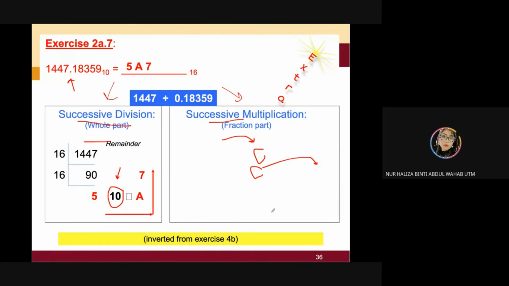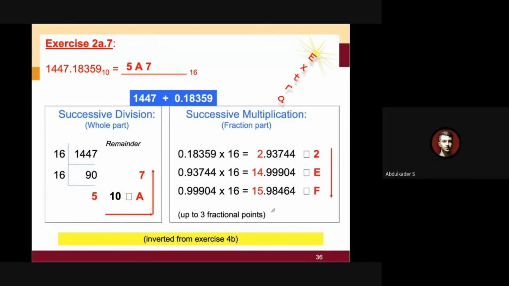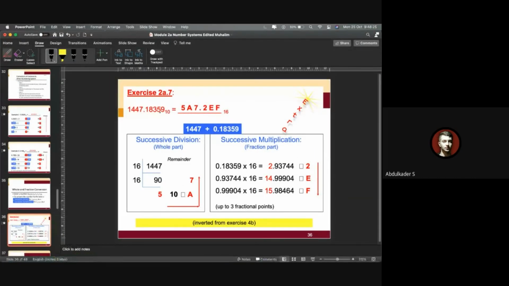So any question? I have a question, madam. Okay, on the left, we stopped at 5, right? Because you cannot divide 5 by 16. Yeah, because it is smaller than 16. All right, because I sometimes get confused, so I just wanted to make sure.